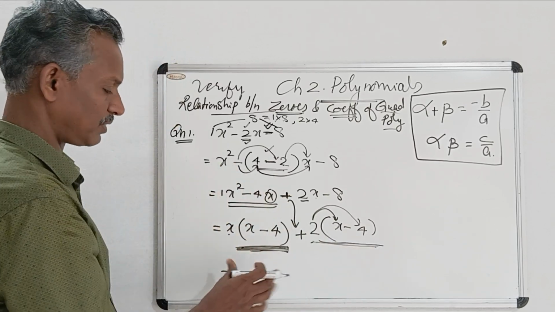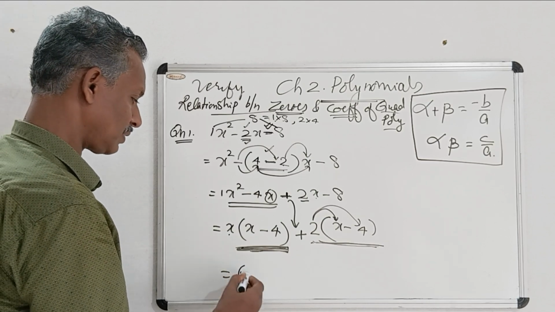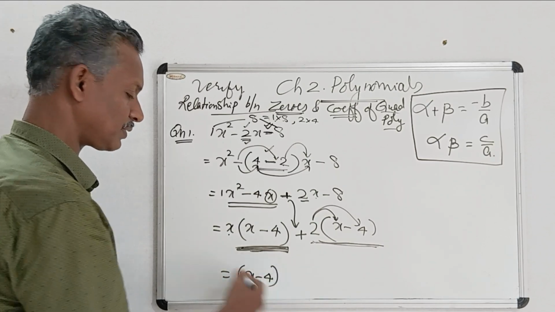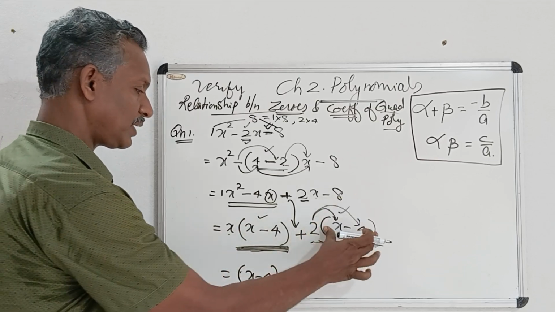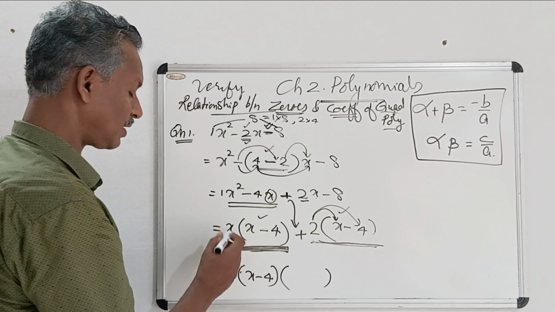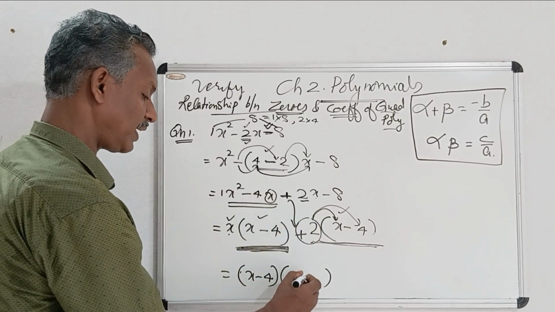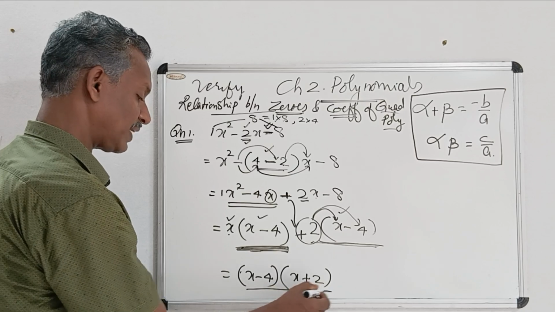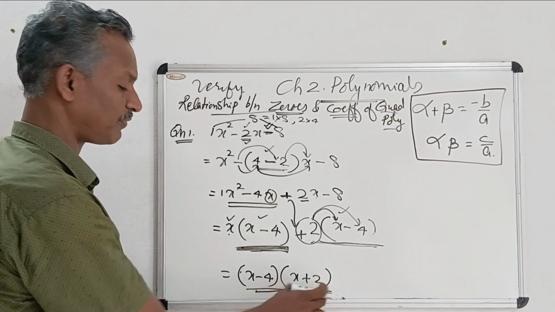Take the common factor from this and this. What is the common factor? x minus 4 is the common factor. Because x minus 4 is present in both of them, you can take that x minus 4 as the common factor. And within the bracket, what is left out? Here x is left out, here plus 2 is left out. So we can write x plus 2. First of all, you have to factorize like this into linear factors. Two linear factors you get.